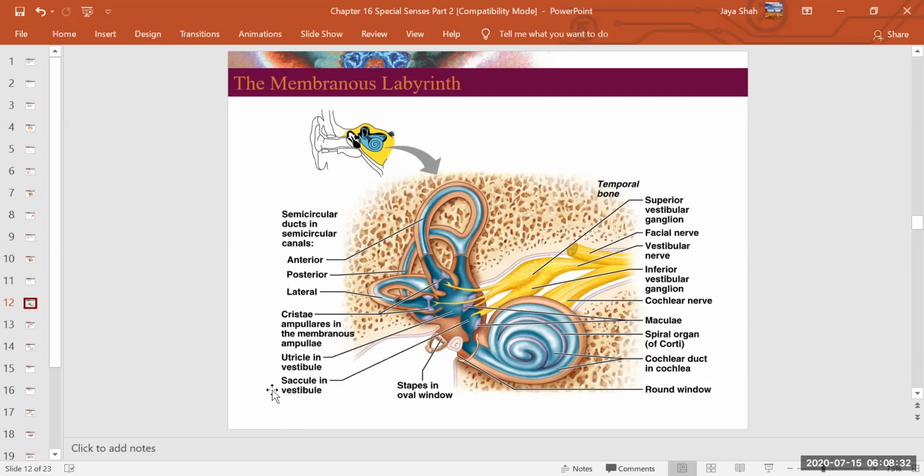So here: the bony labyrinth has three parts, and inside the bony labyrinth is the membranous labyrinth, with three parts. The bony labyrinth is filled with perilymph. The membranous labyrinth is filled with endolymph. Inside the endolymph there are receptors. In the cochlea the receptor is called the spiral organ of Corti, and in the vestibule it is called the macula. In the semicircular canal it is called the crista ampullaris. Okay.